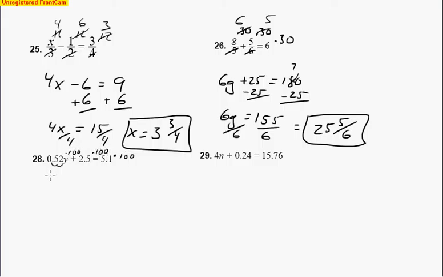So we end up with 52y plus 250 equals 510. So the numbers are bigger, but there's no decimals to deal with. Sometimes we'll end up having an easier time if that's the case.